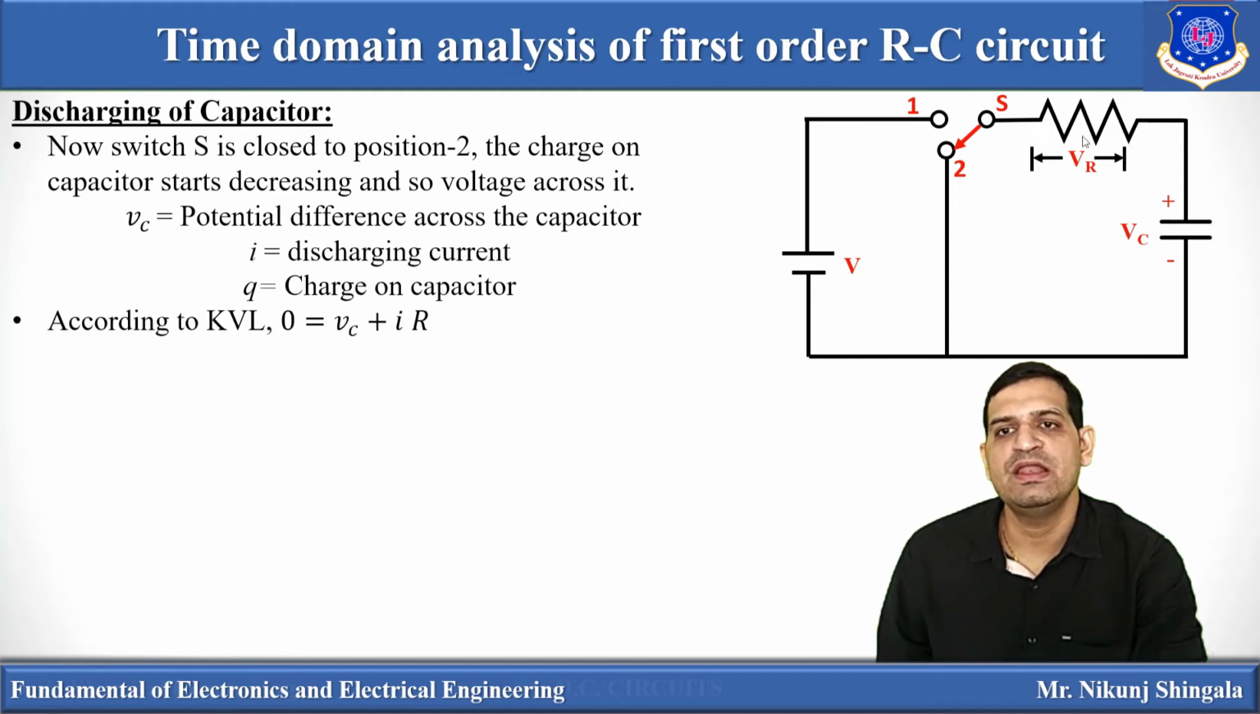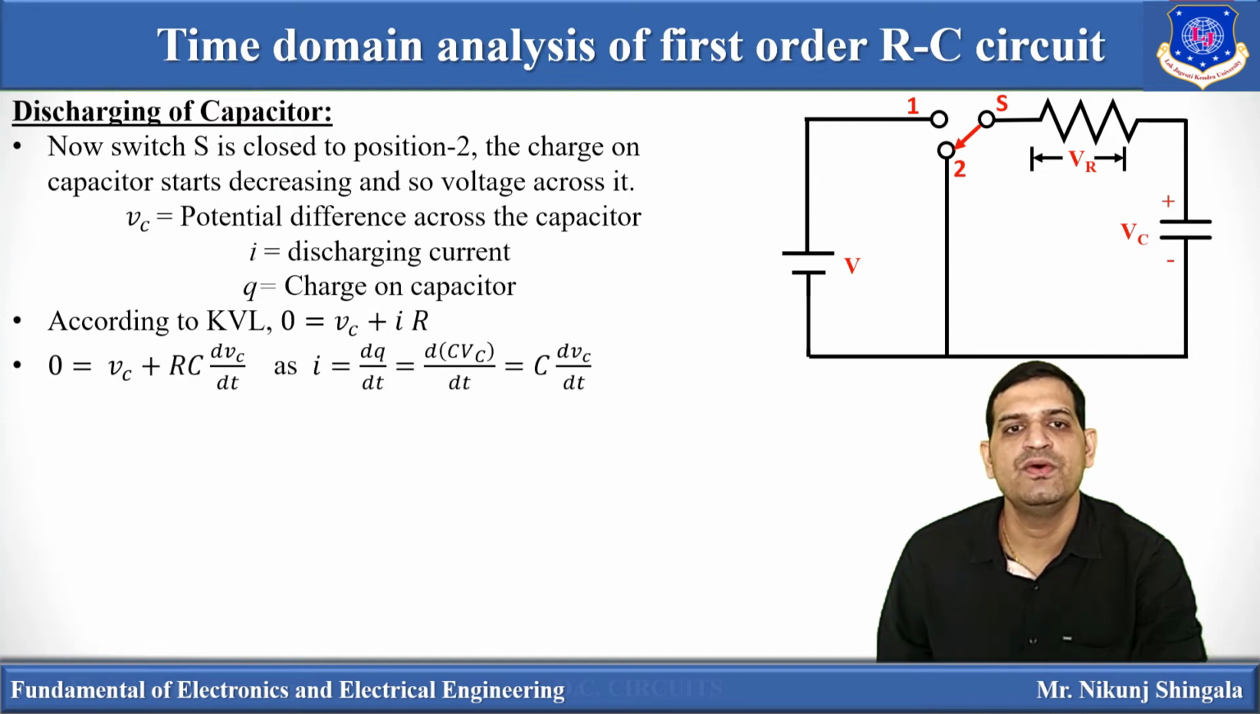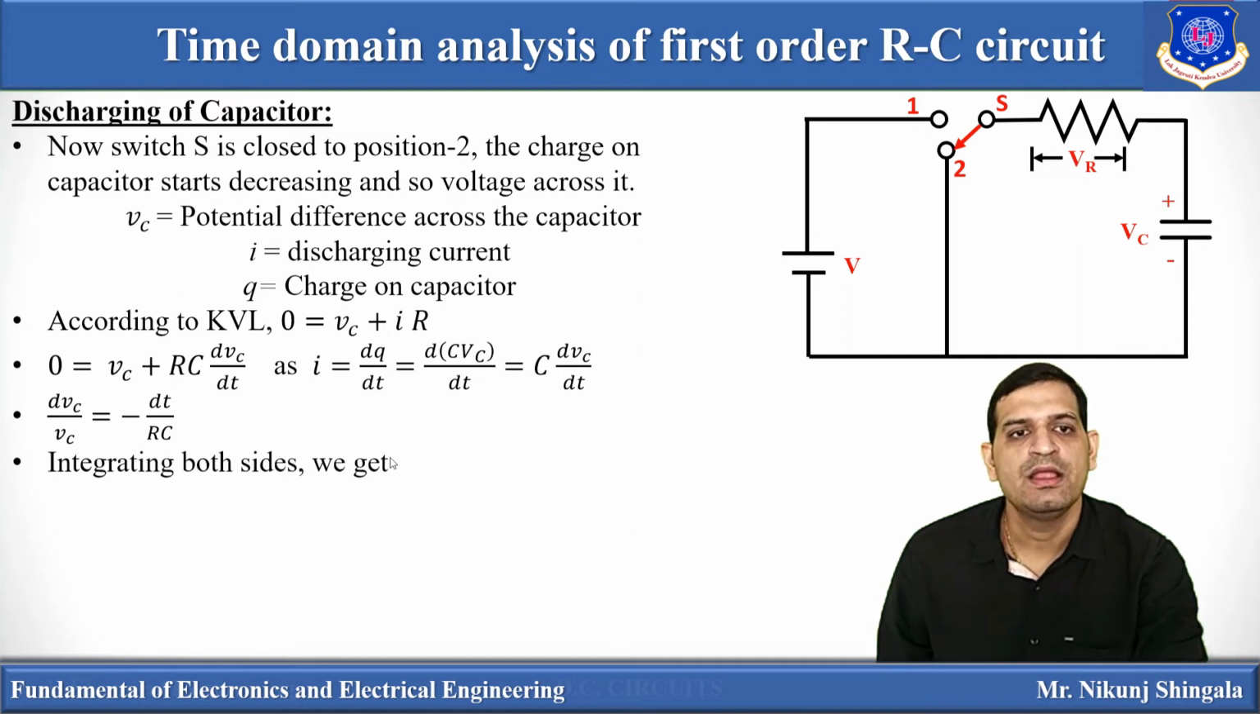Now if we apply KVL in this loop, we can write 0 is equal to Vc plus IR. Now we know I is equal to dq by dt and Q is equal to C Vc. So we can write I is equal to C dVc by dt. So our equation becomes 0 is equal to Vc plus RC dVc by dt. Now using the variable separable method, we can write dVc divided by Vc is equal to minus dt divided by RC.